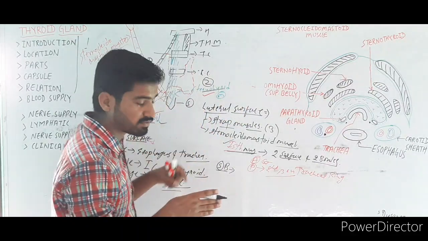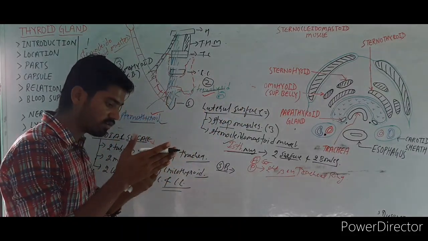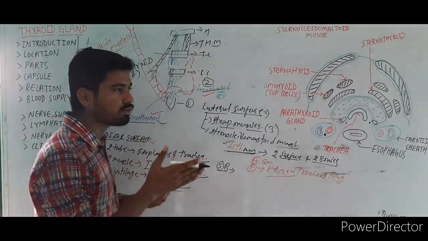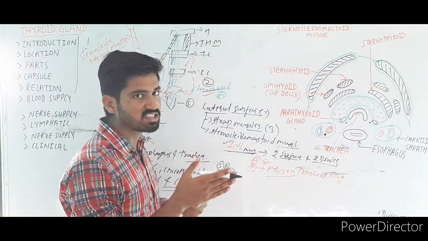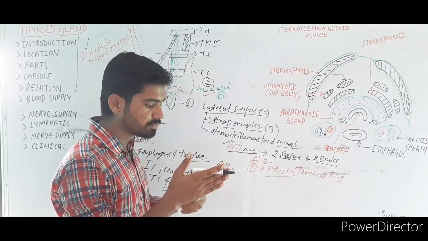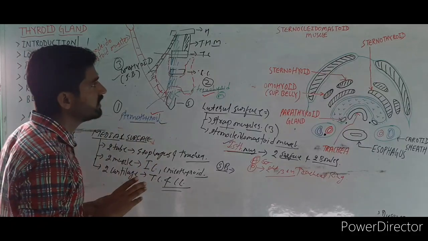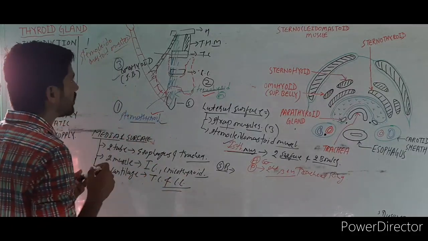Blood supply of the thyroid gland. And what about the posterior border? One artery, the thyroid ima artery, is also related to this posterior border, right? So these all are the relations of the thyroid gland. Okay, so the relation has been over.